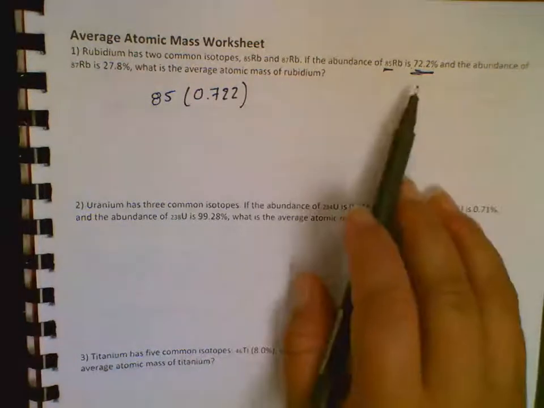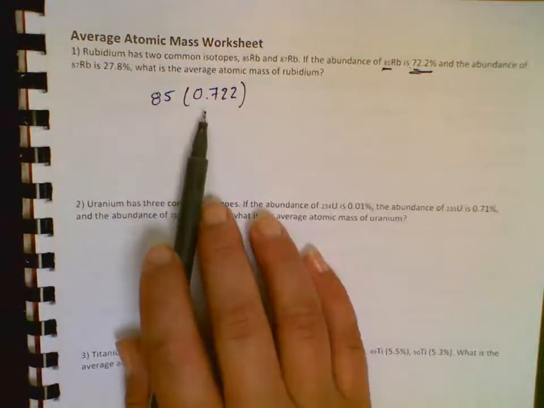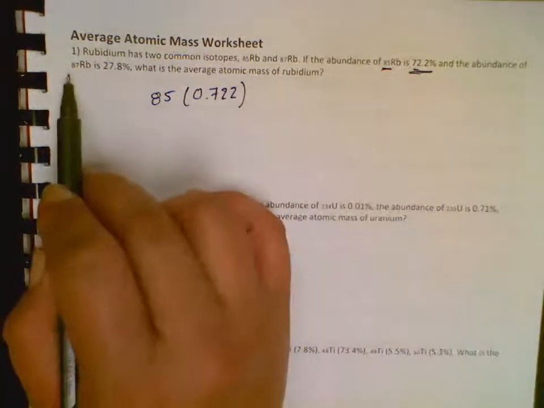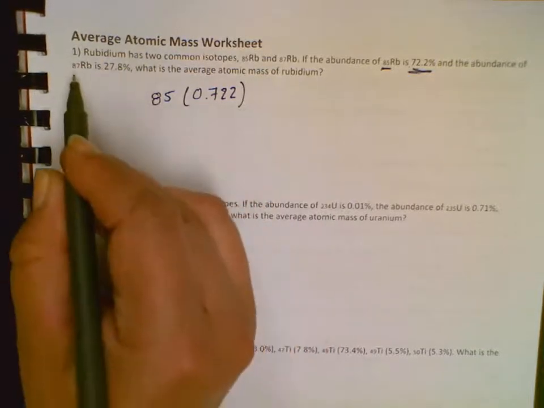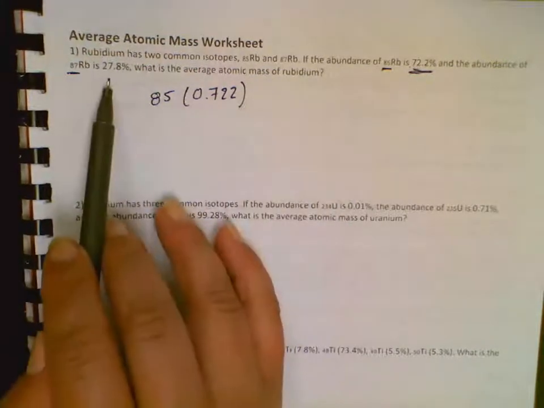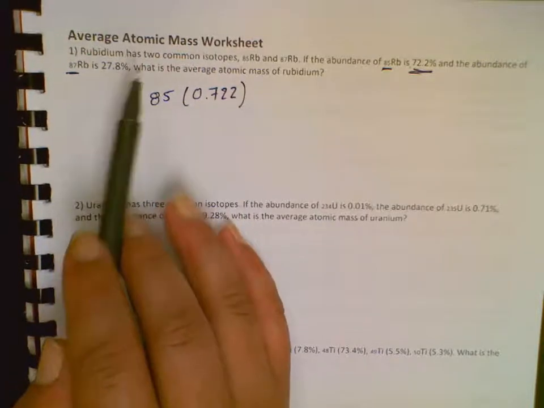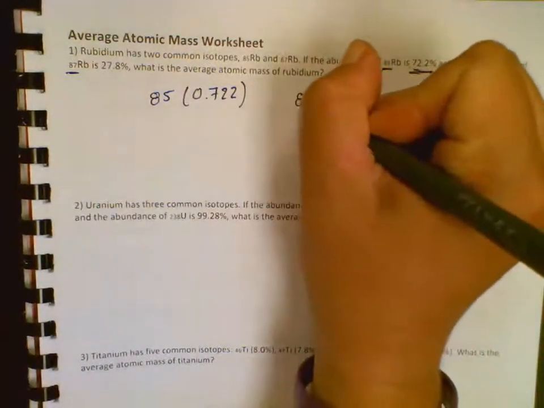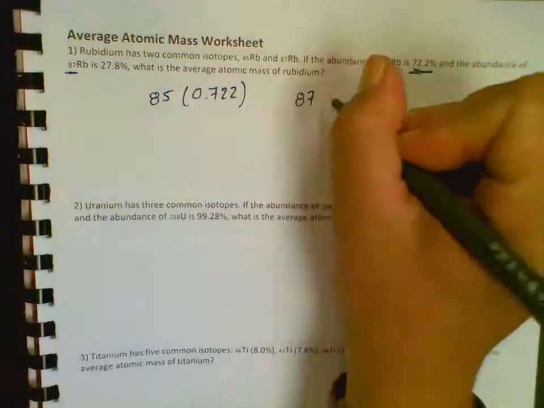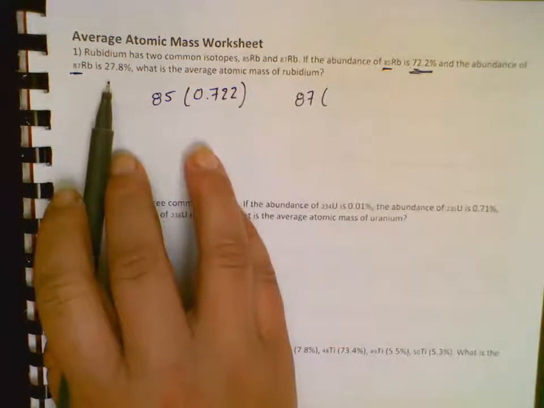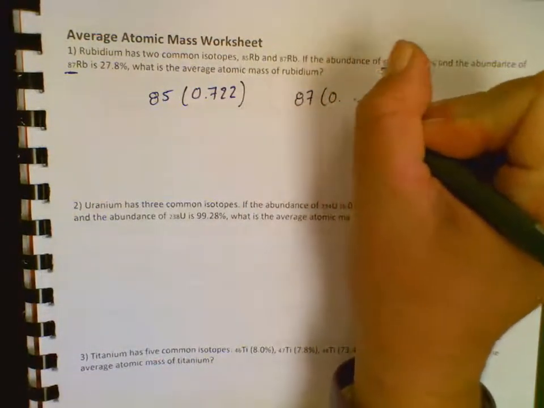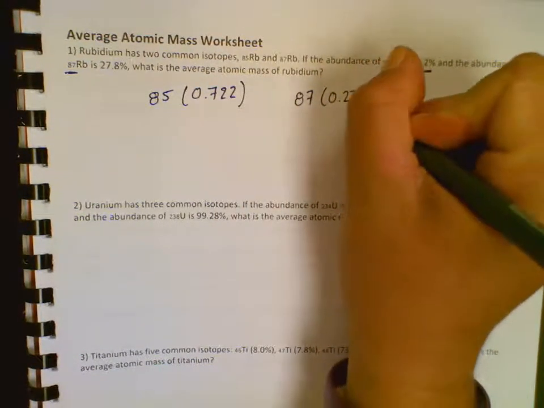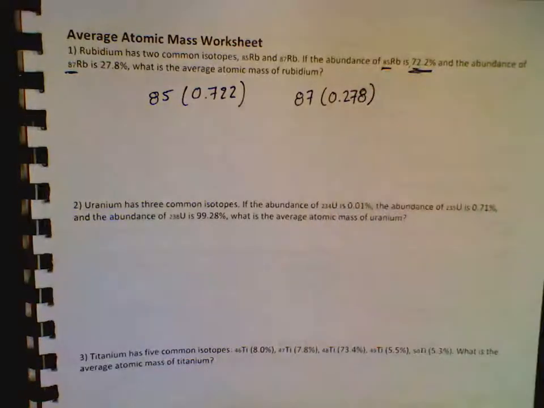Okay, so we've changed it into a decimal. We have 85 times 0.722. Then our other one over here, we have 87, our second isotope here, and that is 27.8% abundant. So we're going to take 87 times, again, we need to get this into a decimal, so instead of 27.8, we're going to move the decimal twice. It's going to be 0.278.